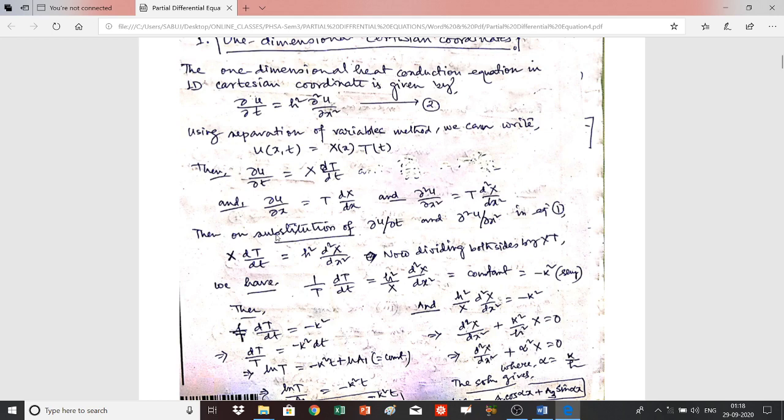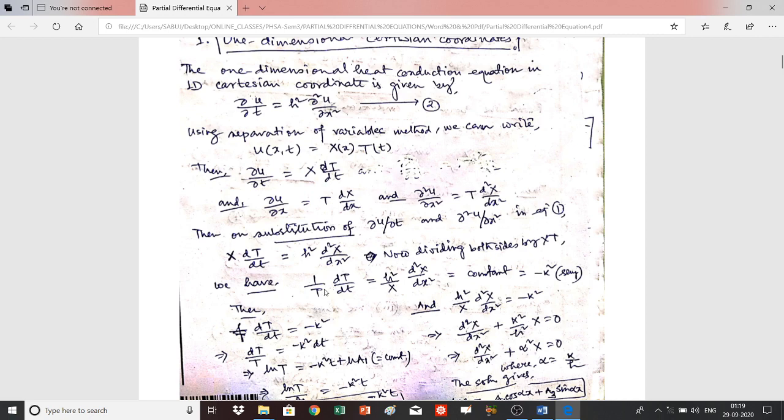So here now, you can obtain from equation number 2 that X dT/dt is equal to h² T d²X/dx². Now dividing both sides by X and T, you can obtain (1/T) dT/dt is equal to (h²/X) d²X/dx². And you can understand that the left hand side is a function of only t, and the right hand side is a function of only x.